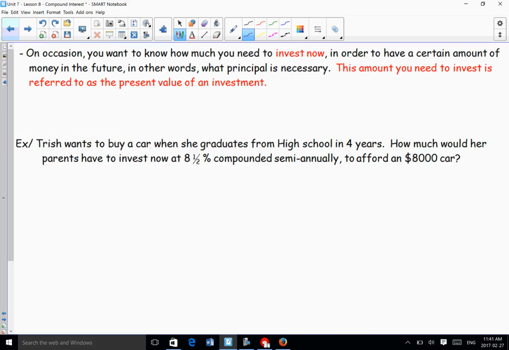Sometimes we want to know what we need to invest now. What principal do I need to put in to let it accumulate over time to get a certain amount? We call this a present value. So we'll take a look at an example and show you how it's going to work, and then we'll find ourselves a bit of a shortcut, if you will.